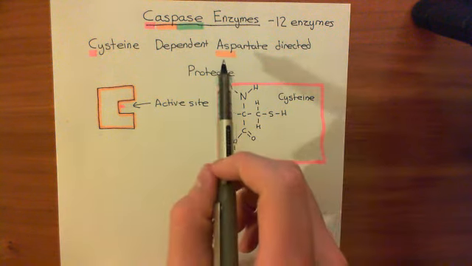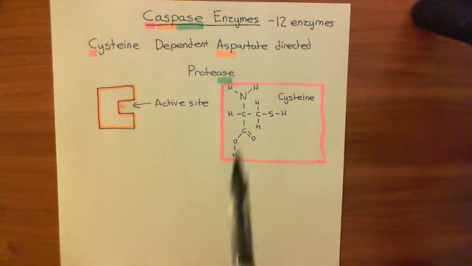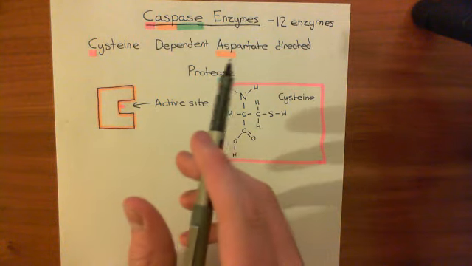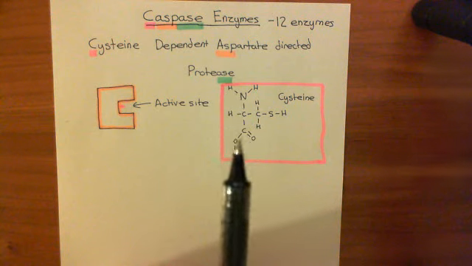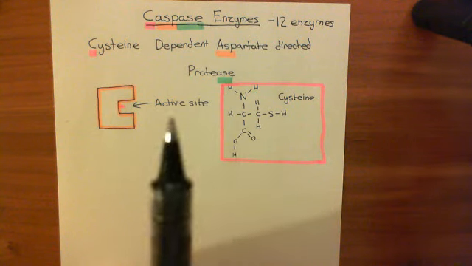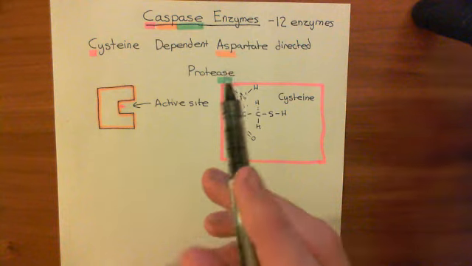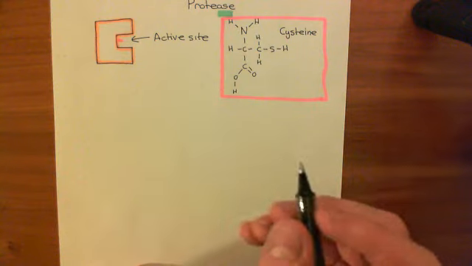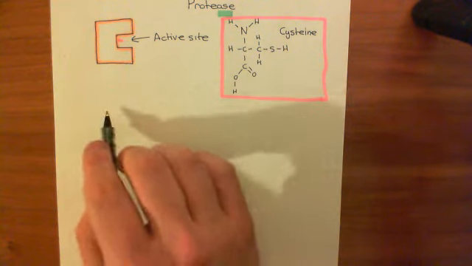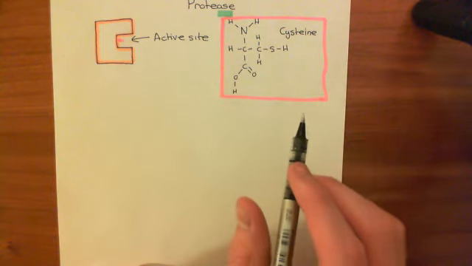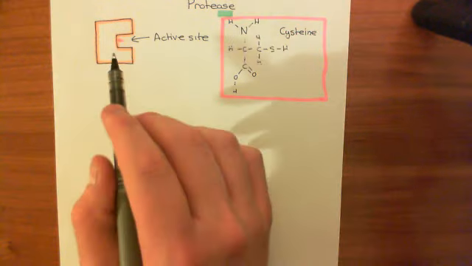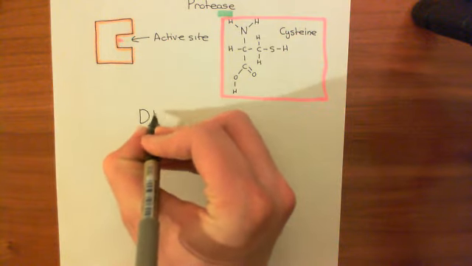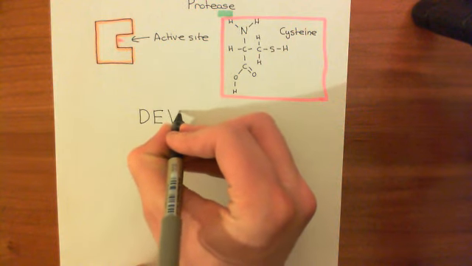Now, let's turn our attention to aspartate-directed. What's that all about? Well, basically, these proteases don't just cleave in any old place on a protein. They have a very specific recognition sequence in the protein which they will cut at. Okay, so remember that proteins are polypeptides. So they are amino acid after amino acid after amino acid polymerized together. So basically, this protease is designed to recognize the sequence D, E, V, D, DEVD.